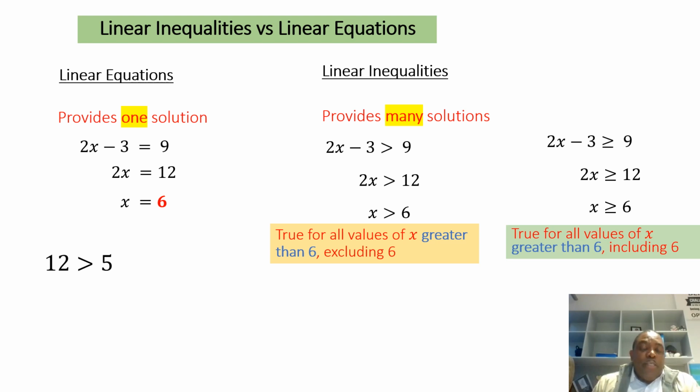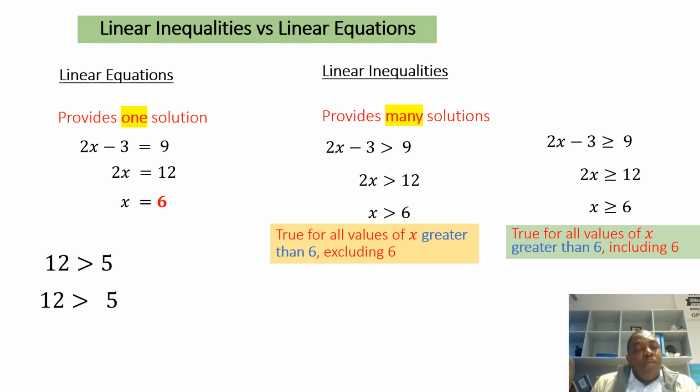Something that is crucial and important in inequalities is the negative sign: if you divide both sides by a negative or multiply by a negative, the inequality sign will change direction. I just want to illustrate that. Let's look at a very simple thing here. 12 is greater than 5. That is very, very clear.